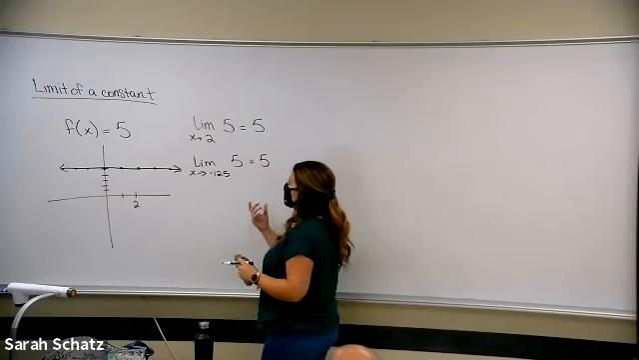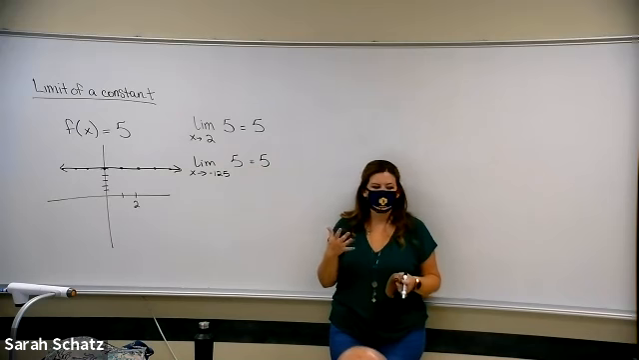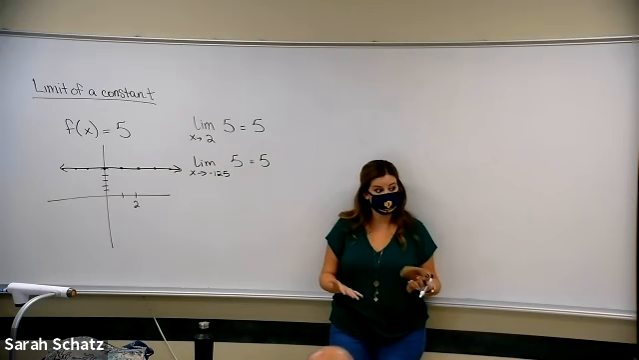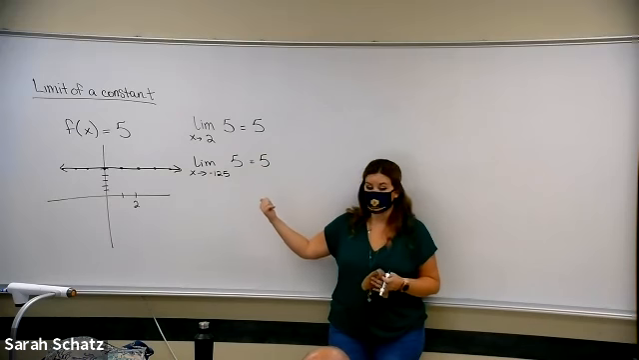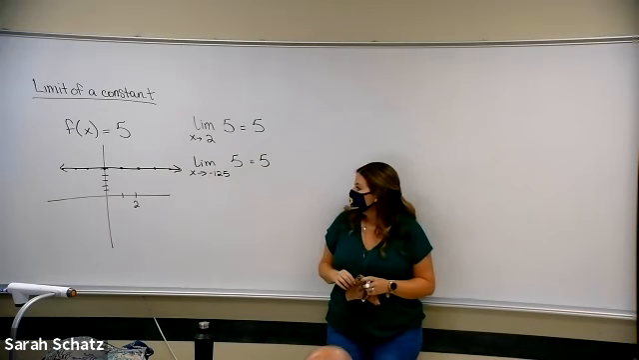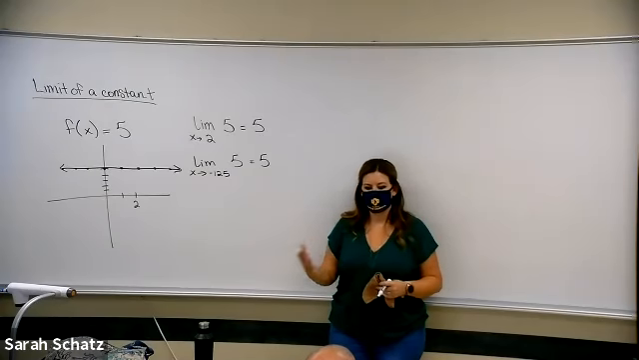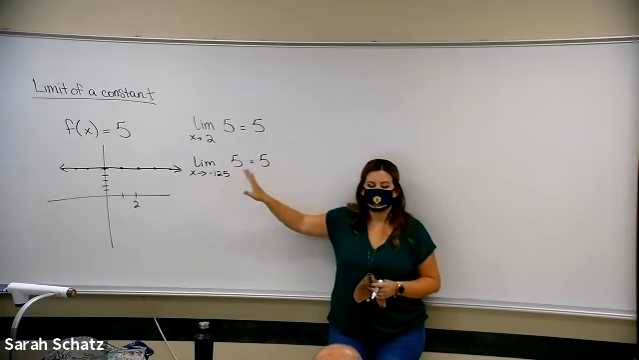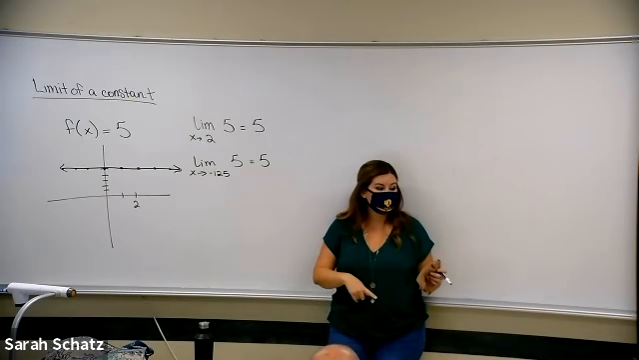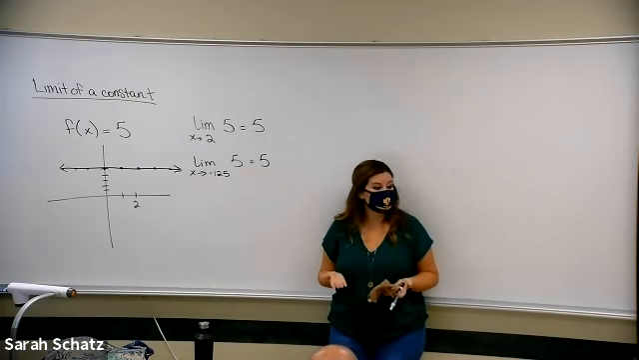So you guys, this is our first property. If you're looking at a constant function, which I know it's just a number, it's hard to want to call that a function, but every number is just a constant function when it's in function notation. So if I ask you the limit of 5 or the limit of 7 or the limit of 9, it doesn't matter what I put down here. It doesn't matter if it's one-sided or two-sided. Your answer is going to be that constant.